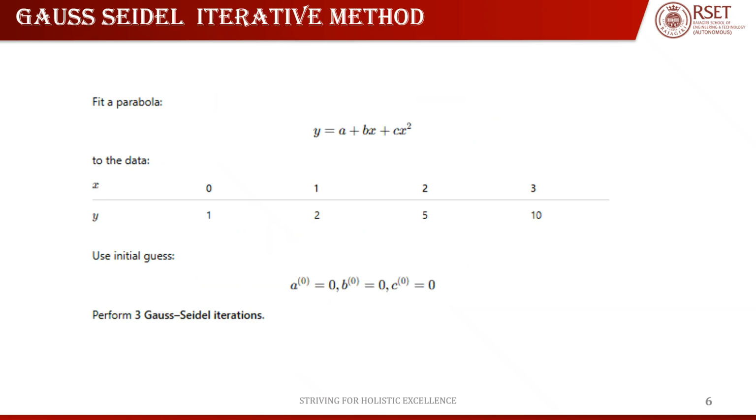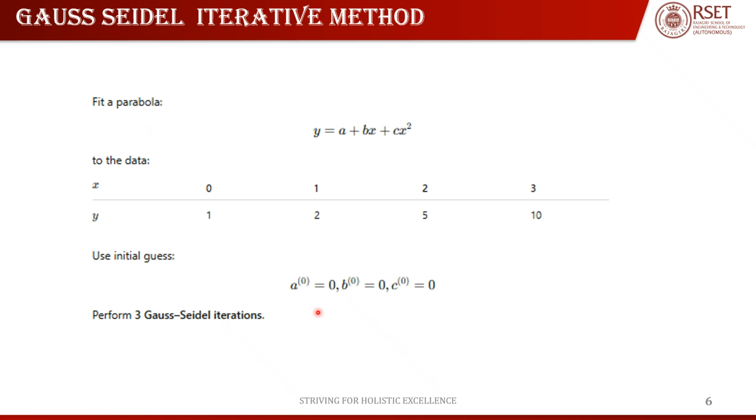Now coming to the next problem. The question is to fit a parabola, where y is equal to a plus bx plus cx square, to the data. You are given the data x equal to 0, 1, 2, 3, and your y values are 1, 2, 5, 10. Your initial guesses are a0 is 0, b0 is 0, c0 is equal to 0, and you are asked to perform 3 Gauss-Seidel iterations. So this is your question.